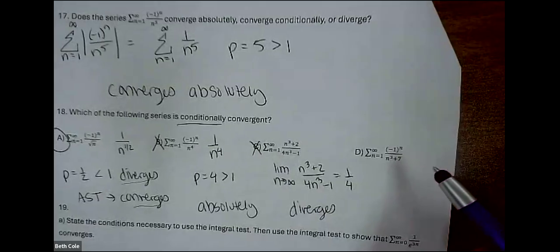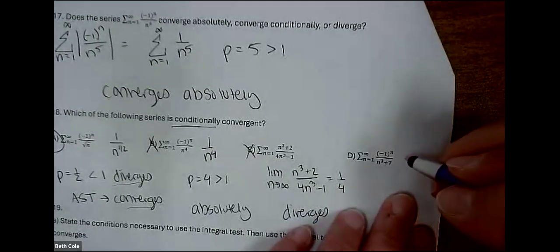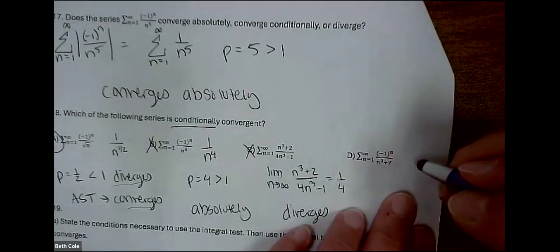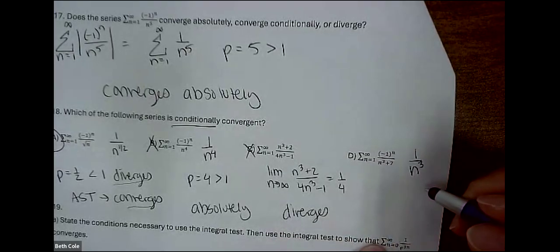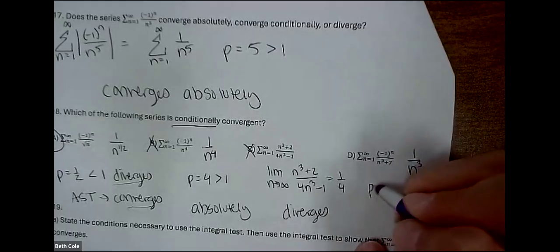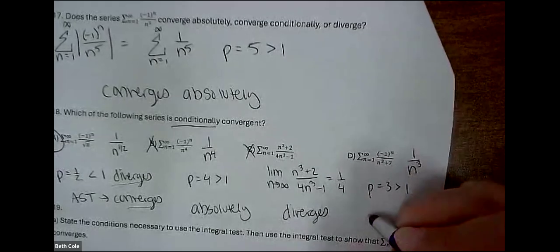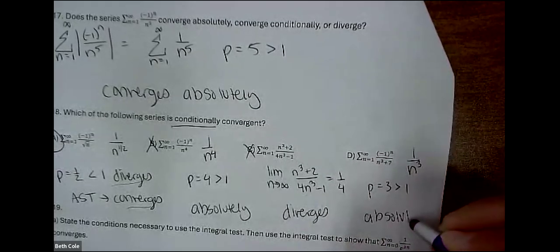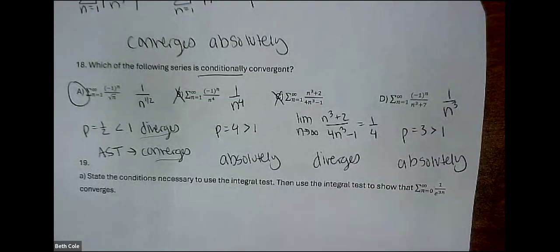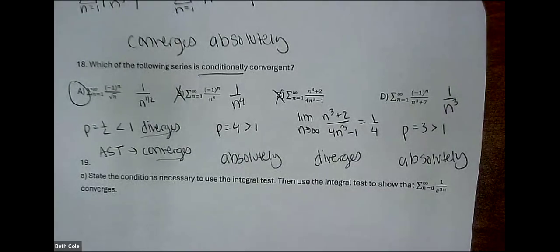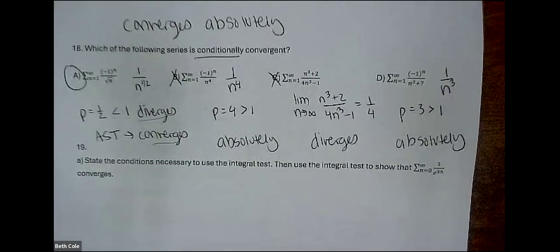All right, and then for this one, you would do a comparison test. For the absolute value, you would do a comparison test to 1 over n to the third. P is 3, which is bigger than 1, so that converges absolutely. So I was just showing why all of those were not the answer, which you would not need to do necessarily on your test, obviously. If it's multiple choice, then you get the first one on the first try, then that's your answer.